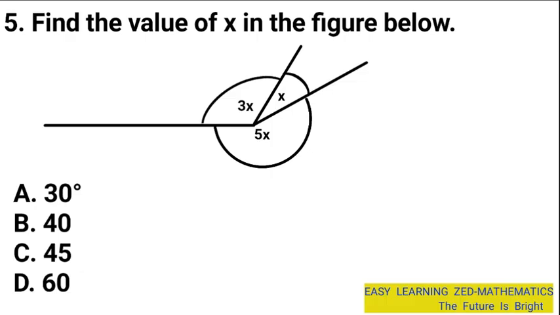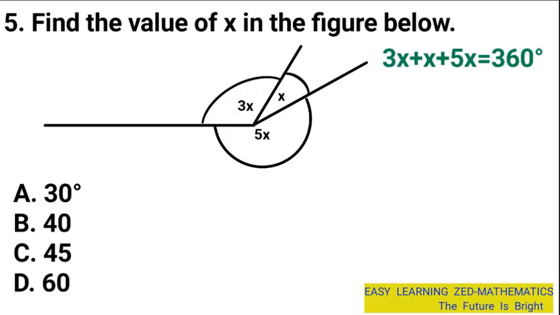Now, one thing you should note is that all 3 angles are forming angles at a point. Meaning all these 3 angles, when you add them, they should give you 360 degrees. Therefore, when you add 3x plus x plus 5x, it should give us 360 degrees. So that's what you need to do. You just need to add those 3 angles.